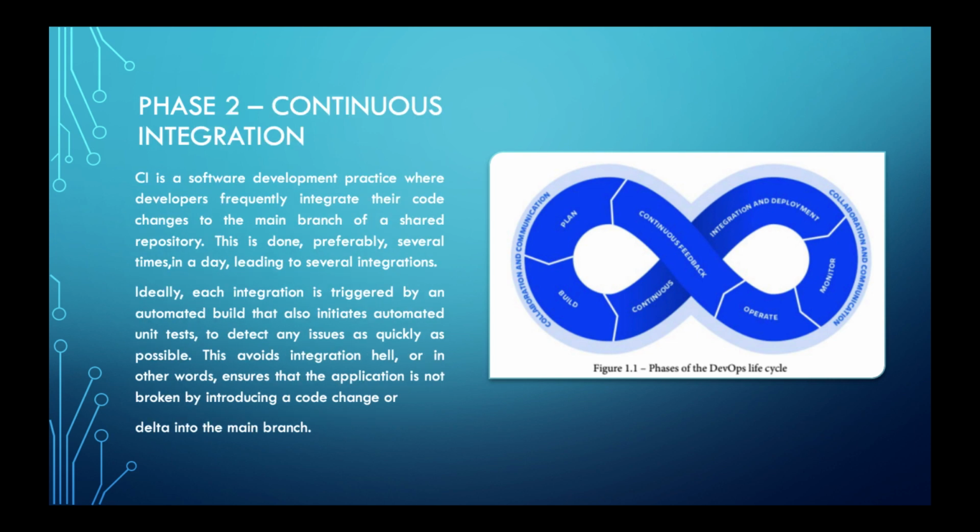Phase 2: Continuous integration. CI is a software development practice where developers frequently integrate their code changes to the main branch of a shared repository. This is done, preferably, several times in a day, leading to several integrations. Ideally, each integration is triggered by an automated build that also initiates automated unit tests to detect any issues as quickly as possible. This avoids integration hell, or in other words, ensures that the application is not broken by introducing a code change or delta into the main branch.